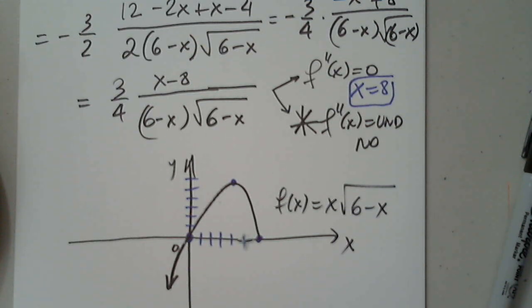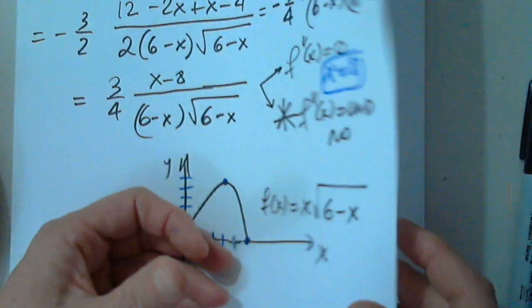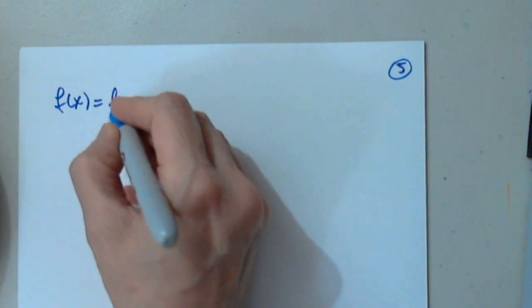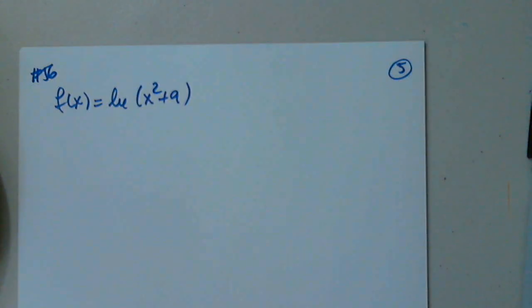Can we look at 56? 56, this one. Very good. Awesome. Perfect. Let's take a look at 56. I'm on page 5. And let's look at 56. f of x equals natural log of x squared plus 9. And this is 56. Good pick.